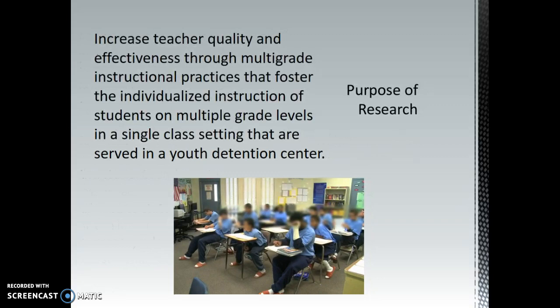The purpose of this research is to try to increase teacher quality and effectiveness through using multi-grade classroom instructional practices that typically foster student motivation and increase engagement, but also simply help teachers teach students on their particular grade level or in that particular course that they're taking with that teacher.